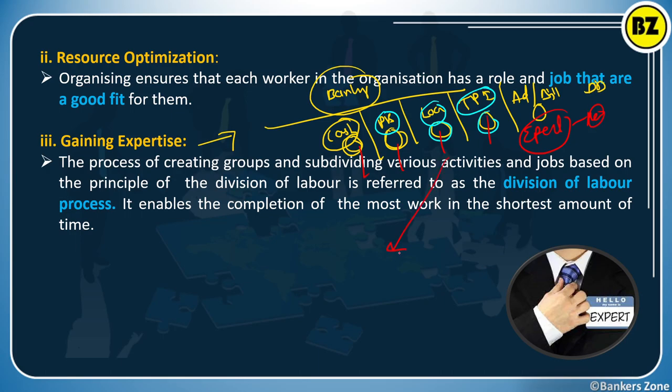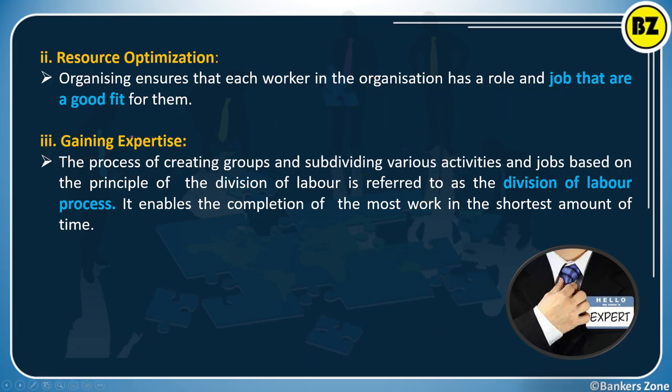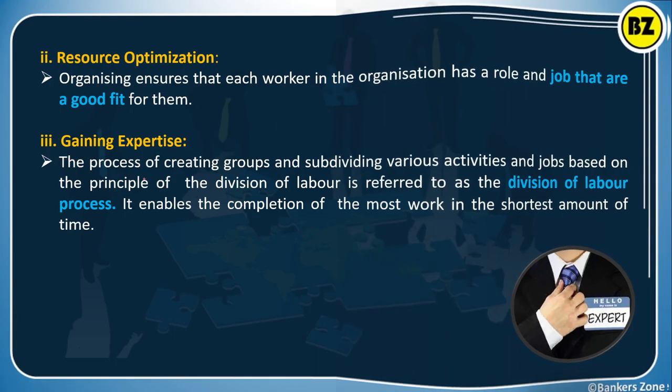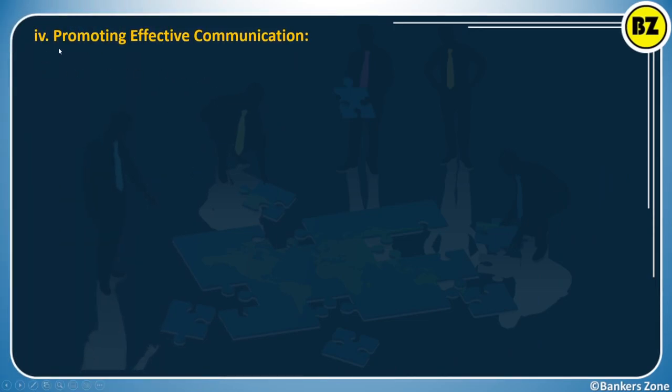So for example, you can see the cashiers working in the branches. A cashier who has been working in the branch for a long period of time, say more than 15 years, working in the bank as a cashier only, right? So he is now the expert in cash. He is now an expert in the field of cash, right? So gaining expertise is one of the important factors in organizing, right? Gaining expertise.